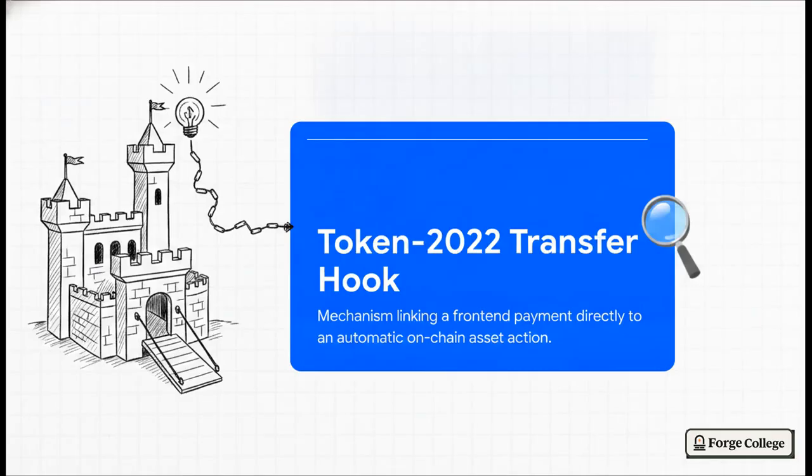Now, to make total sense of the jargon we'll be tossing around, let's use a fun little analogy. Think of this whole project like a giant, complex Lego castle. That front-end storefront you built, that's your drawbridge. And the token 2022 transfer hook, well, that's the hidden wire that automatically lights up the highest tower, which represents your RWA token, the exact second that drawbridge lowers.